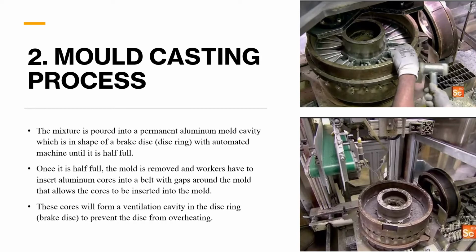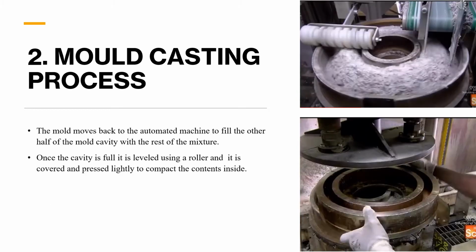Once it's half full, the mold is removed and the workers have to insert the aluminum cores into the mold, with gaps around the mold that allow the cores to be inserted. These cores will form a ventilation cavity in the disc ring to prevent the disc from overheating. The mold moves back to the automated machine to fill the other half of the mold cavity with the rest of the mixture. Once the cavity is full, it is leveled using a roller, covered and pressed lightly to compact the content inside.